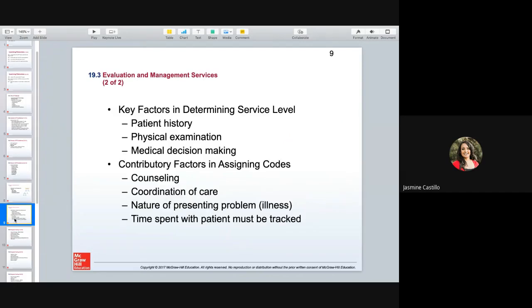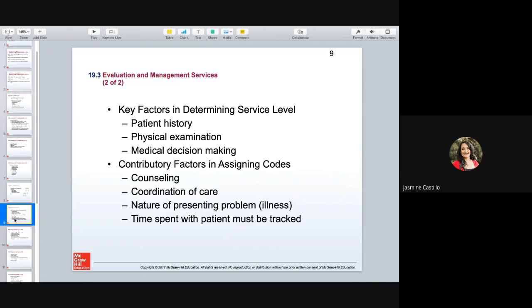Okay. Some key factors to remember when determining service level: you always have to make sure you get the patient's history, do a full examination, and then your medical decision making determines the level of service as well. The more time you spend gathering the patient history, the more time you spend doing the physical exam is going to determine whether it's a short service level or a longer service level.